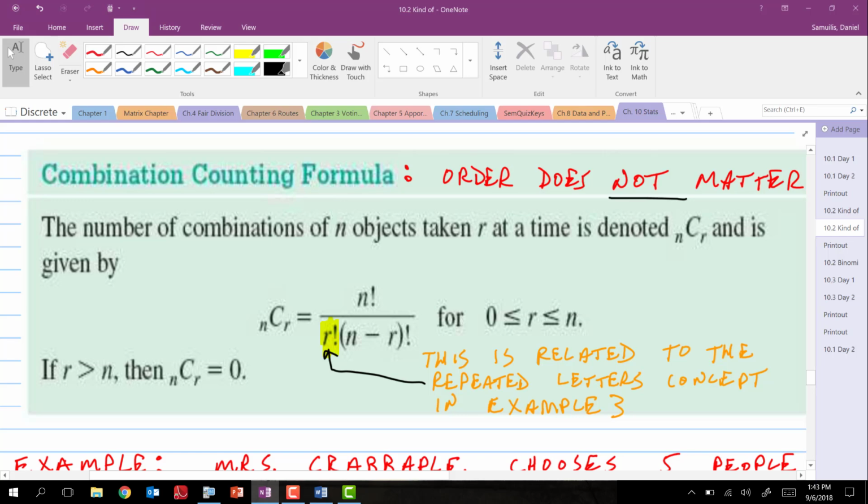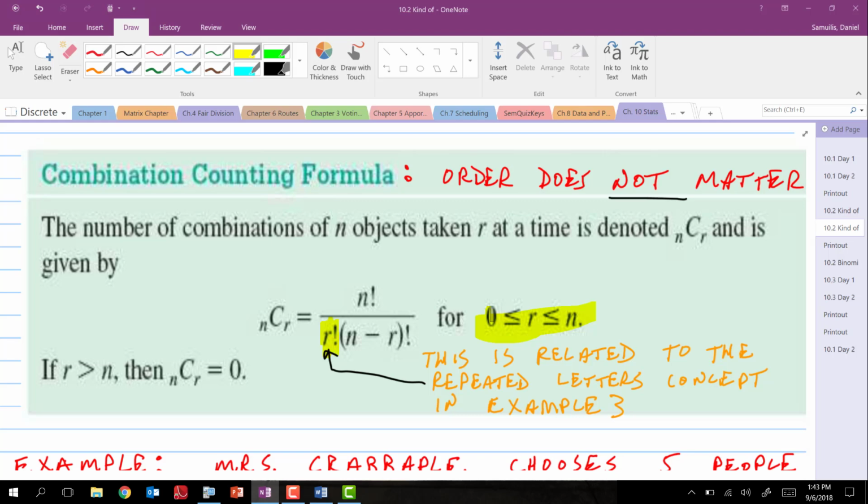Again, just put combination, put order doesn't matter, and put the formula down. All this denotes is all the math that has to be taken care of. All these numbers are greater than 0. N could be equal to R. N needs to be greater than R. Who cares? Okay?